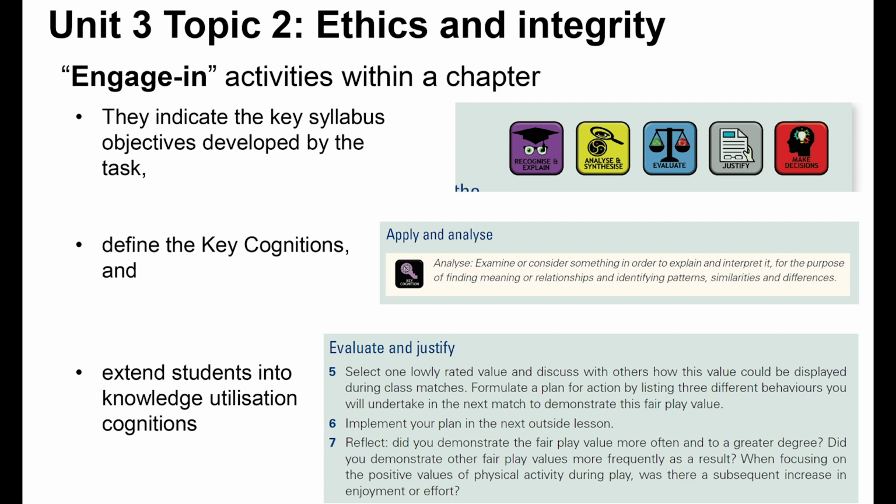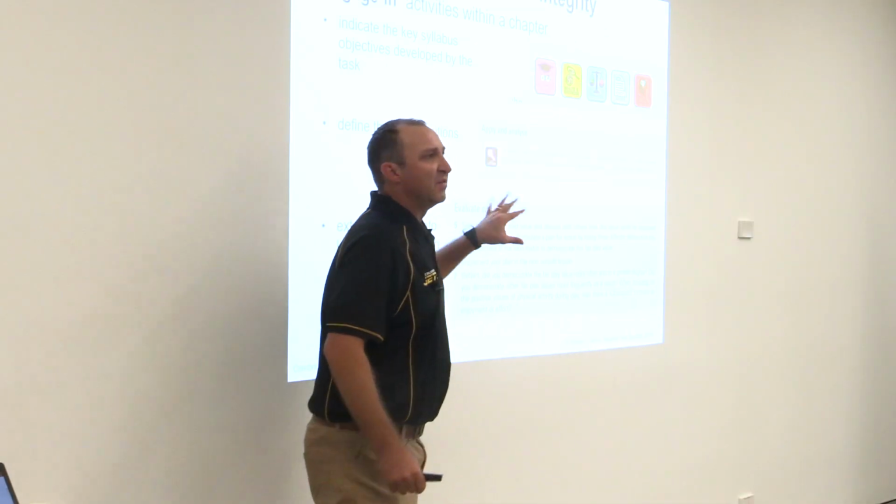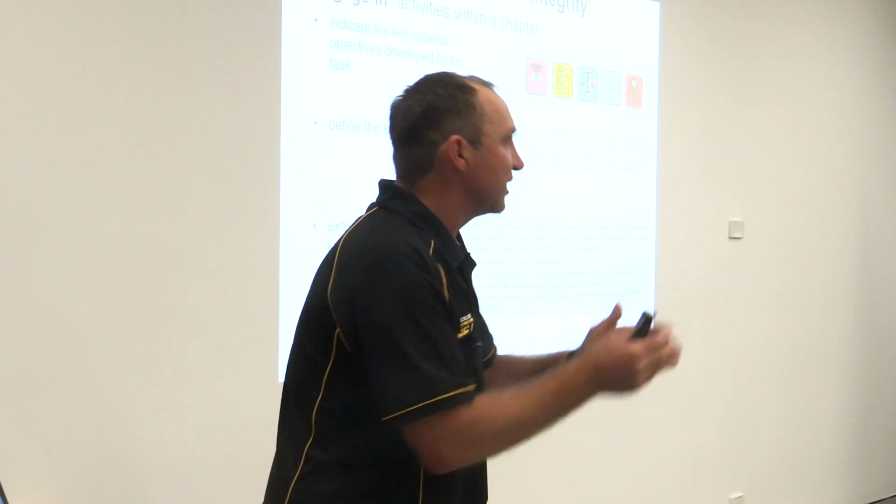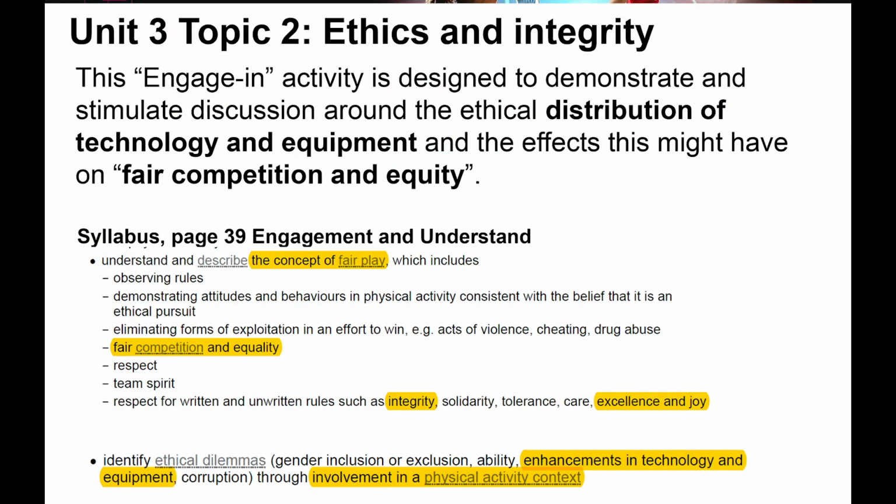The last thing in our engage-in, you can only see step 1 and 2. After they've done this, at the end of our engage-ins, we have 2 or 3 little steps that help them to evaluate and justify what they just learnt. So we go outside, we do it, we give them a way to collect that data and analyse that data, and then we give them something at the end to do. These things typically take a lesson, lesson and a half, 2 lessons, to engage with a chunk of subject matter. What we were just working on was starting with the notion of fair play, fair competition, in this case integrity and experiencing excellence and joy.